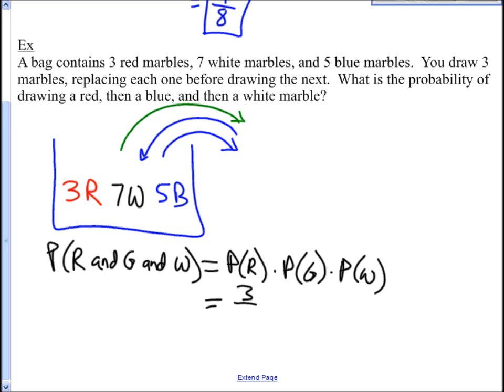3 of the 15 are red. That's your probability of pulling a red. Now you put that marble back in, right? We put it back in, so we still have 15 left over. So it's just like I'm pulling again.